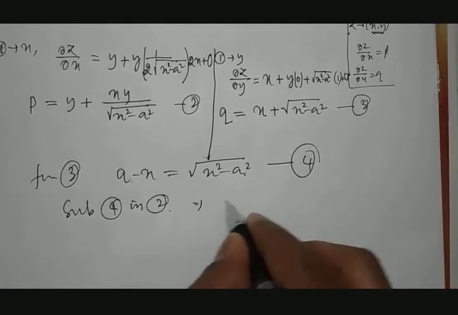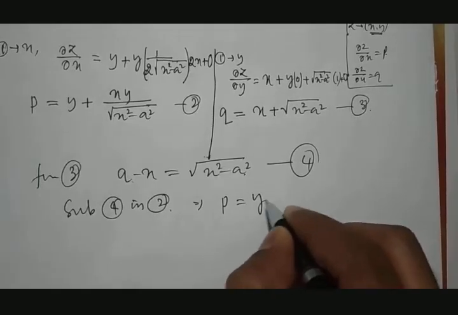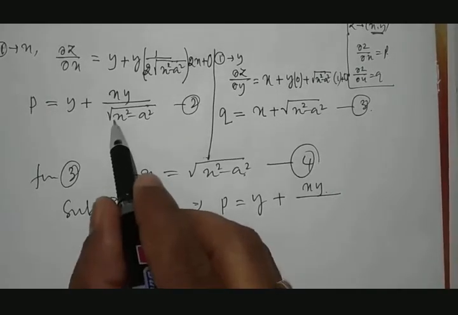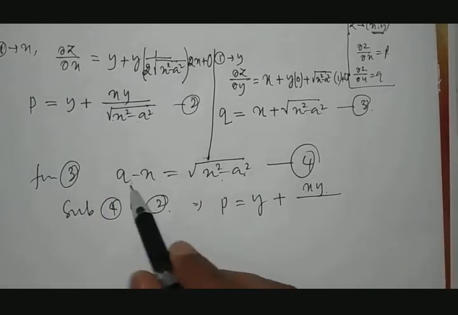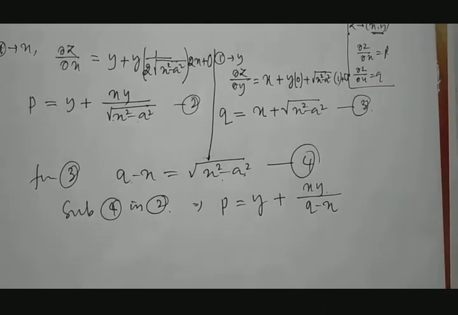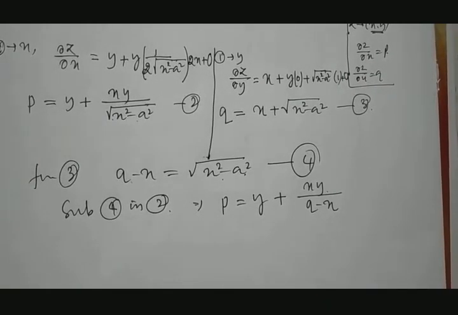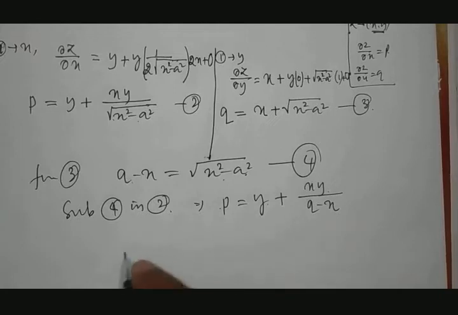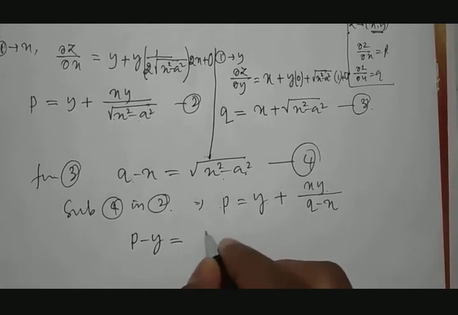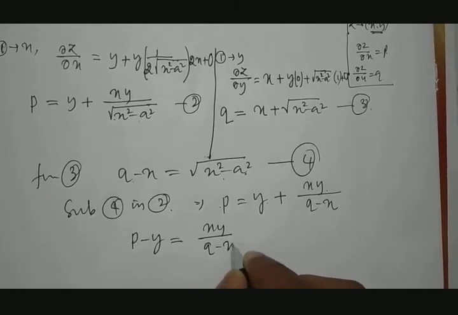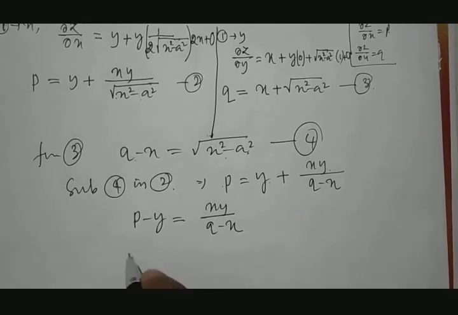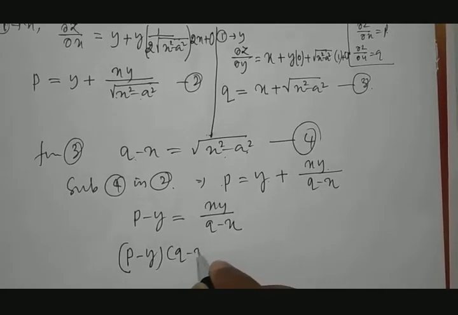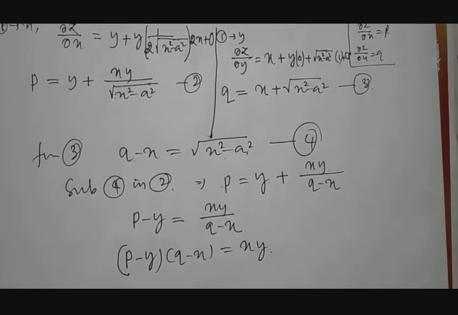Then equation number 2 becomes p is equal to y plus x into y divided by square root of x square minus a square, that is nothing but q minus x. Then let us take this y to the other end, then it becomes p minus y is equal to xy divided by q minus x. Therefore, this equation is nothing but p minus y into q minus x is equal to x into y.